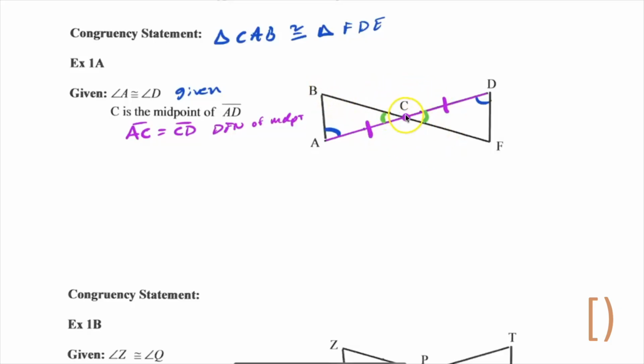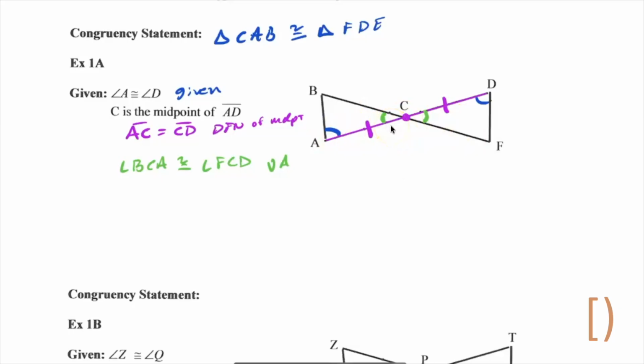So BCA is congruent to, now remember, it has to match. So B goes with F. You can see how A and D are matched, so B and F must match. So I went BCA, so I must go FCD. And that's vertical angles. Let's put a mark there because I'm lazy. And now these two triangles are congruent. We have angle, side, angle.